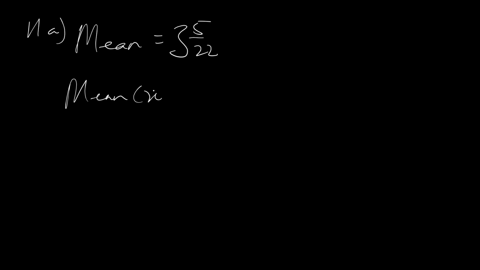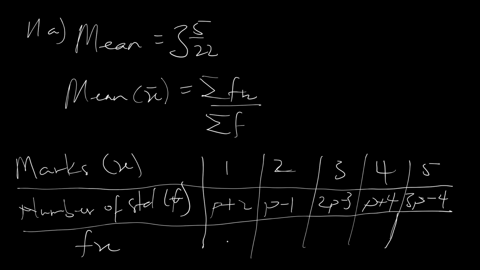So 11A, the mean is equal to 3 whole number 5 over 22. And we know that mean, which is x bar, is equal to the sum of fx over the sum of f. So let's complete our table. For fx, we have p plus 2, we have 2p minus 2, we have 6p minus 9, we have 4p plus 16, and you have 15p minus 20.